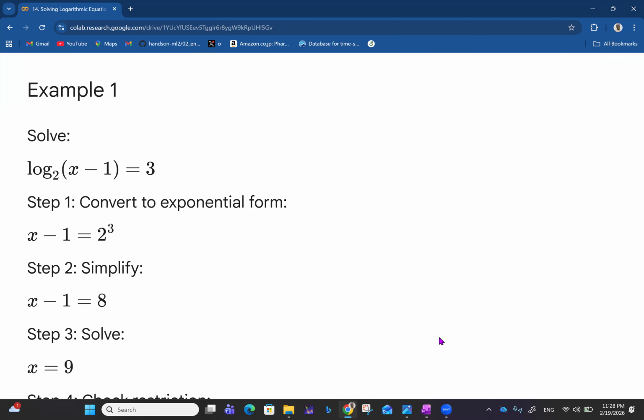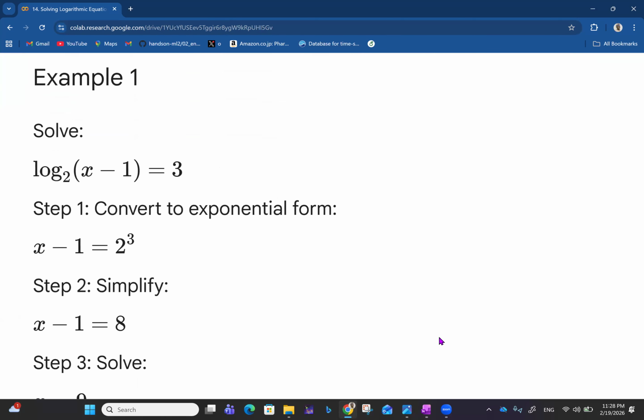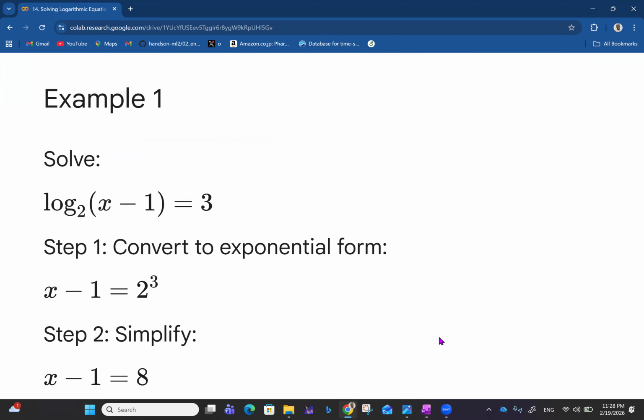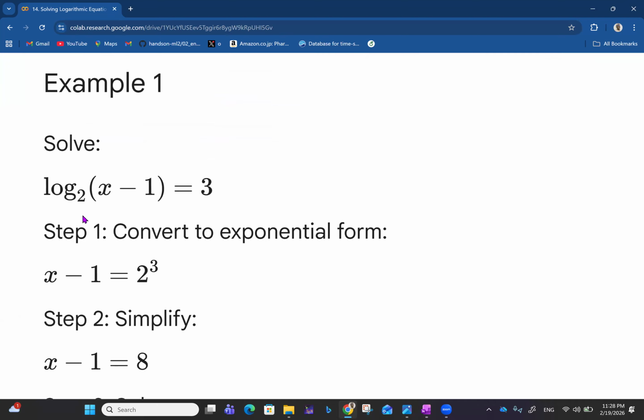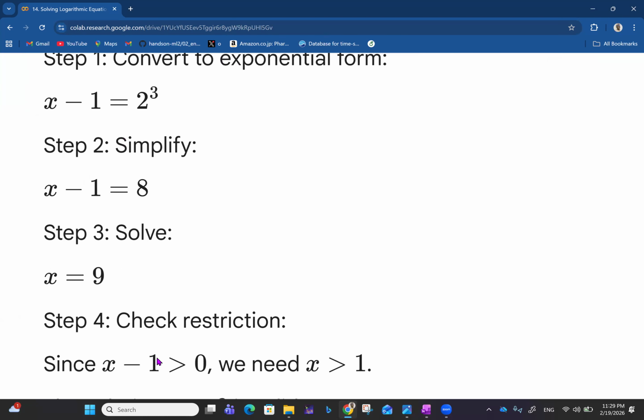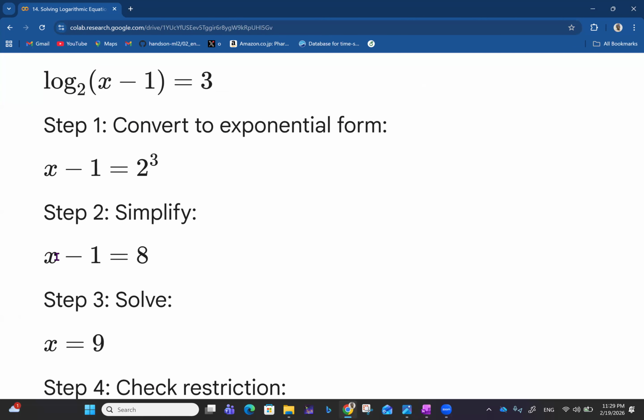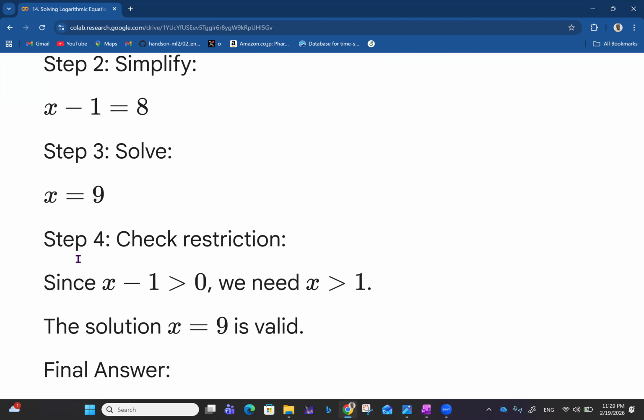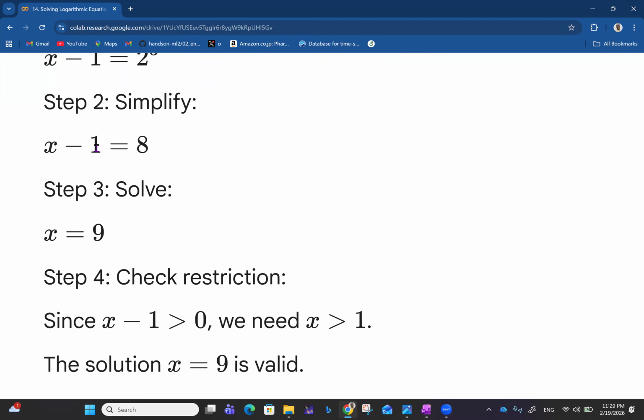Okay, so that takes us to example 1. You want to solve log of x minus 1 to base 2 equals 3. So what do we do? First of all, we want to convert to exponential form. From log of x minus 1 to base 2 equals 3, it means x minus 1 equals 2 raised to the power 3. So 2 takes 3 on its head. Then you simplify: x minus 1 is 2 raised to the power 3, which is 8. Then, of course, from there, you solve. You can add 1 to both sides to remove the 1 from here.